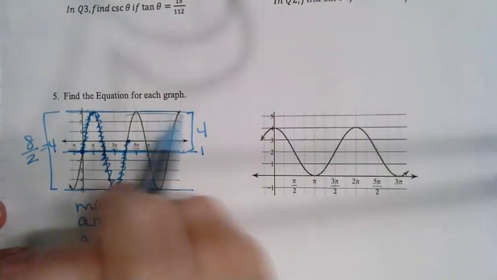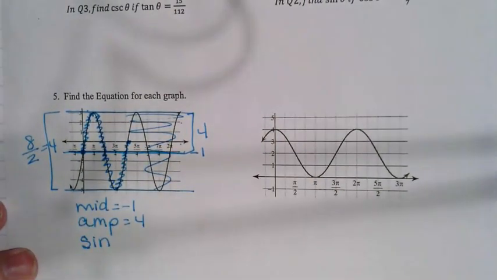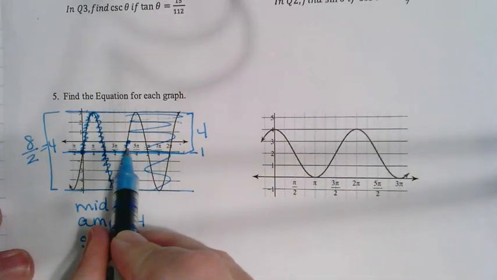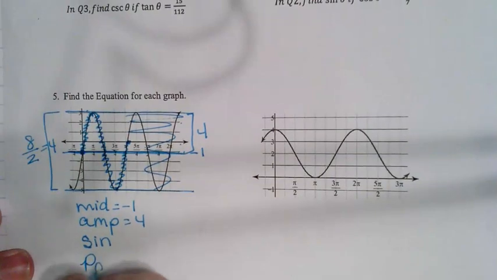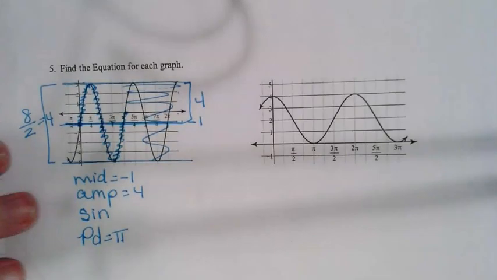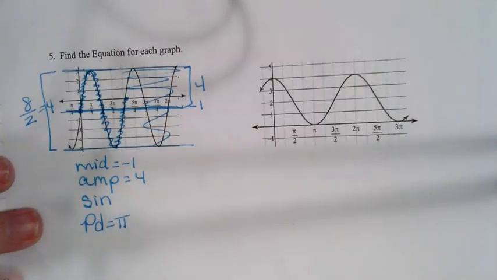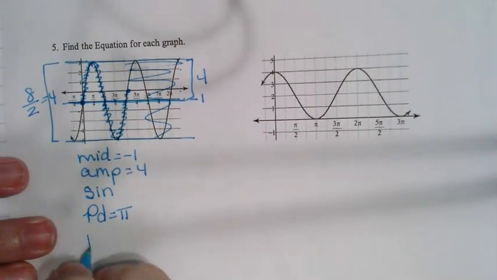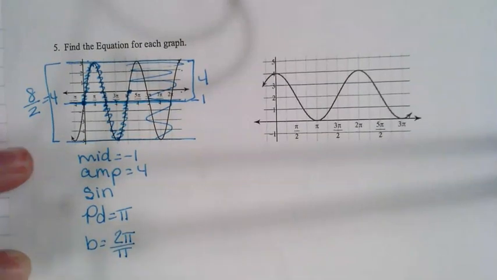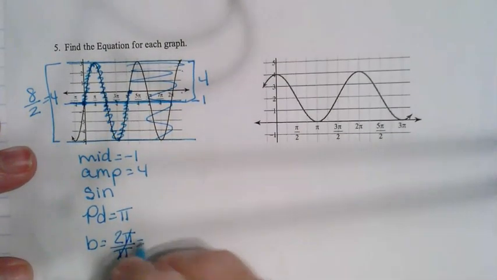And essentially, we're going to ignore everything else. And it looks like I ended here on pi. So my period here is pi. Okay, we just got to get a b value. So b equals 2 pi divided by pi. The pi's cancel out, we get 2.